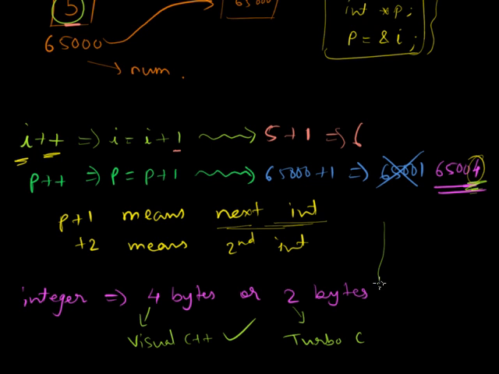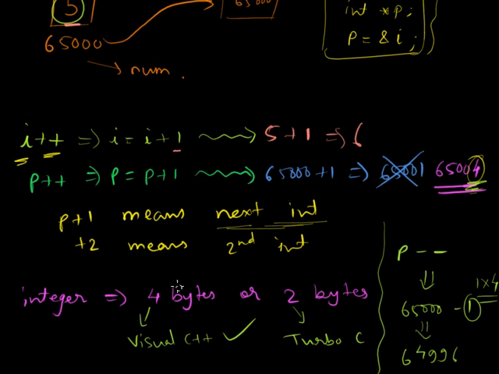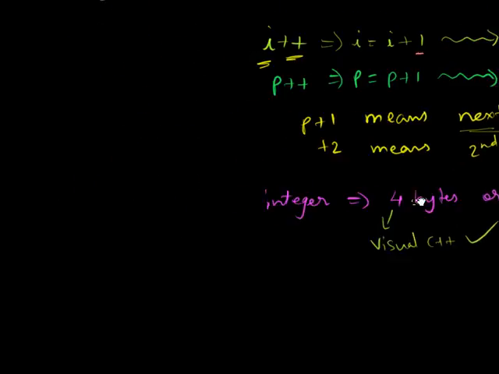Now in a similar way, if you do P minus minus, what you will get is 65,000 minus 1, which is nothing but 64,996. This 1 is actually 1 into 4, right? So we have talked about the size of an integer here.